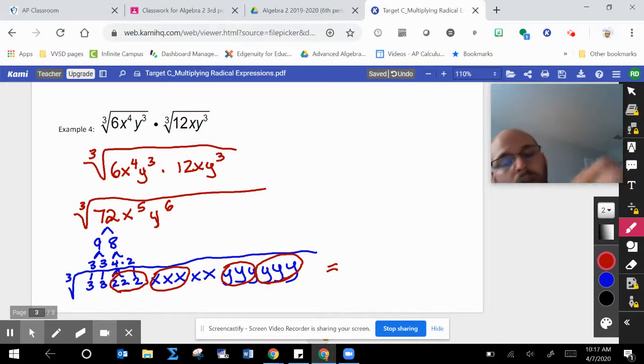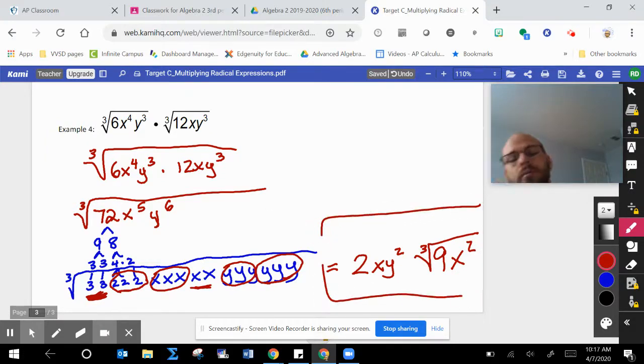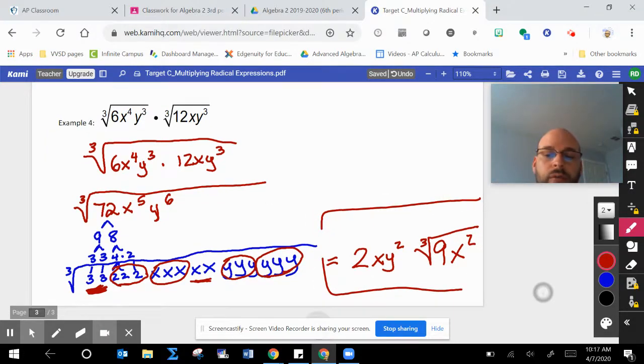So for my answer, I would have a 2 on the outside, an x, 2 groups of y's, and then on the inside, I'm going to have 2 3's. Because there are 2 of these, I'm going to multiply them back together. That's going to give me a 9. And then I have 2 x's. I'm going to multiply them back together. That would be x squared. This would be my final answer for that radical.